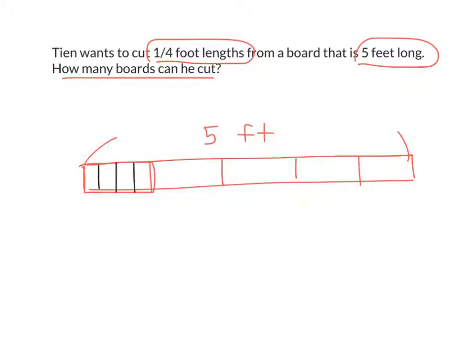So in this first foot over here, how many 1/4 size pieces can he make? How many? 4. So here's 1/4, here's 1/4, here's 1/4, and 1/4, right? In the next foot, how many 4th size pieces can he make? 4. Okay, draw them. 1/4, 1/4, 1/4, 1/4. What about this third foot? How many 4th size pieces can he make? 4.